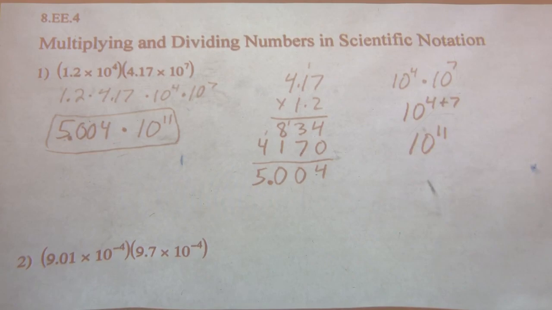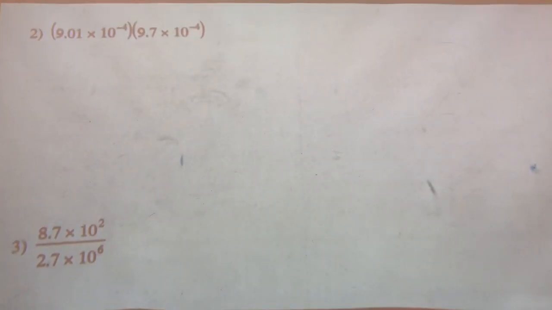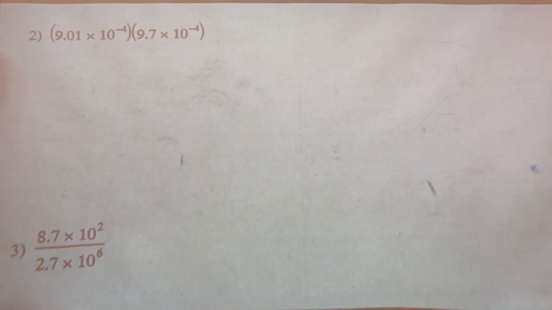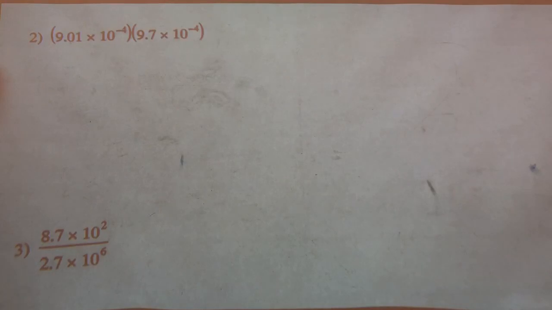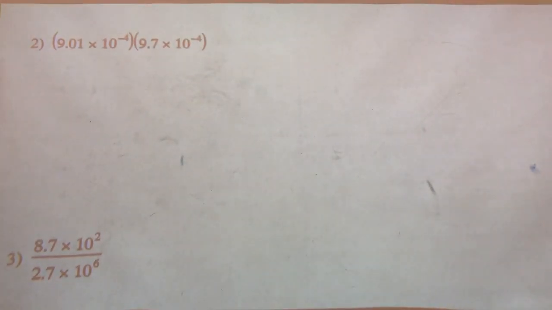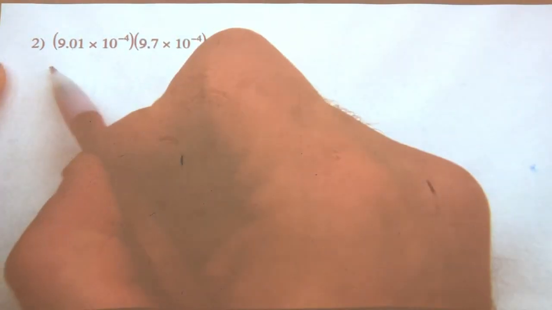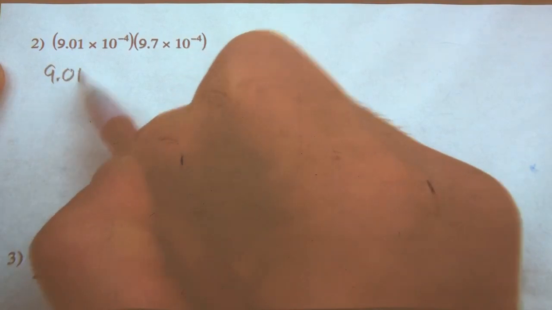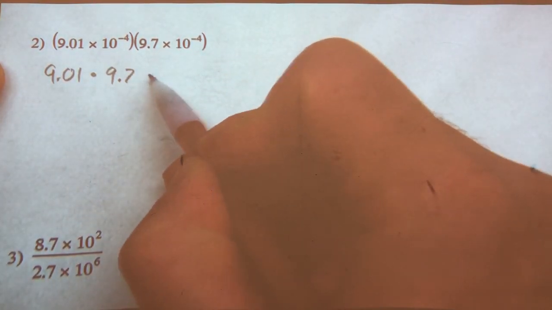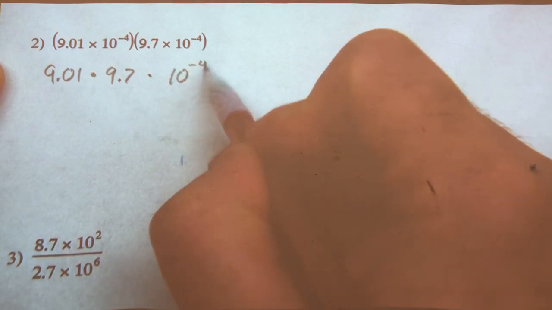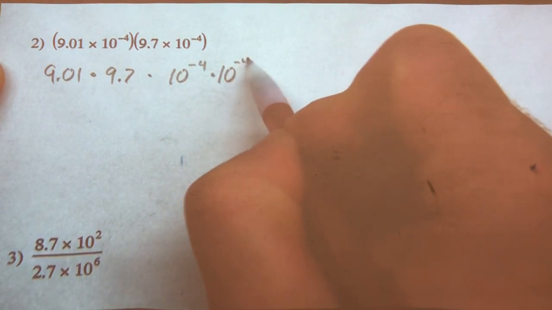So let's look at one more example. And in this example, we'll see that we have to adjust that first number. So again, we have two numbers in scientific notation. We're multiplying them together. So we'll multiply the 9.01 times the 9.7. And we'll multiply the 10 to the negative 4th power times the 10 to the negative 4th power.